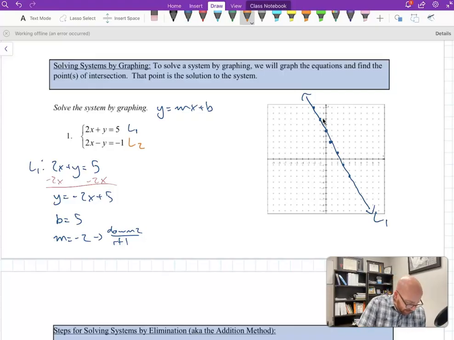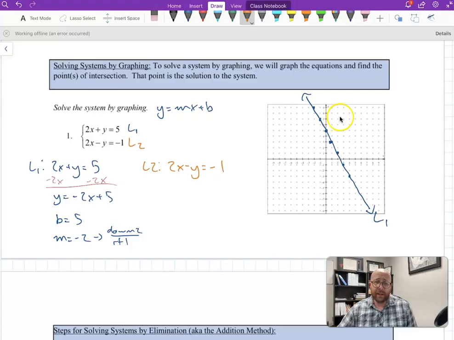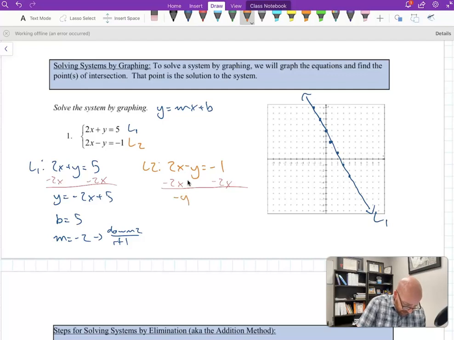Now let's take a look at line 2. We have 2x minus y is equal to negative 1. We want to get y by itself. So let's start off by subtracting 2x on both sides. That gives us negative y is equal to negative 2x minus 1. But we have a problem. There's a negative in front of the y, so we need to multiply both sides of our equation by negative 1. And that will give us y is equal to a positive 2x plus 1.